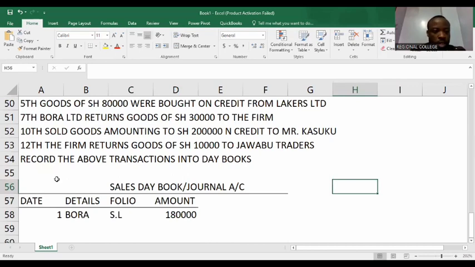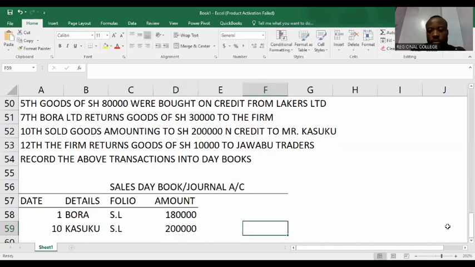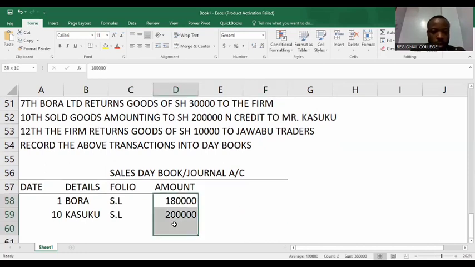The next sale on credit is on the 10th, and the goods that we're selling are to Mr. Kasuku. The next transaction will be posted into the sales ledger account. And the amount we are selling on credit to Kasuku is 200,000. So there is nothing remaining, so that I can get how much is my total debtors.